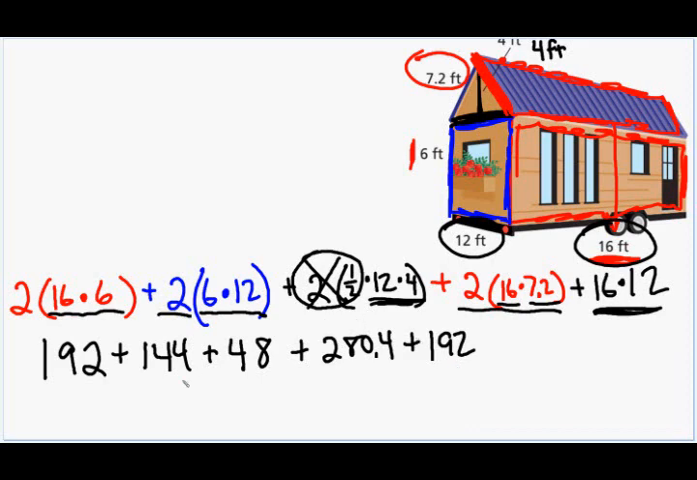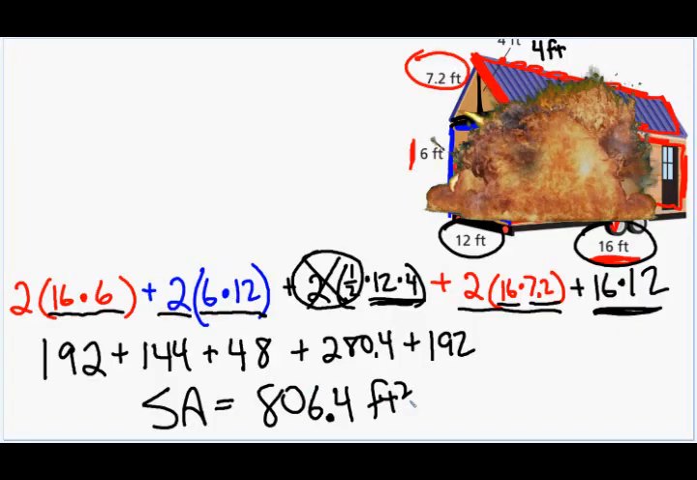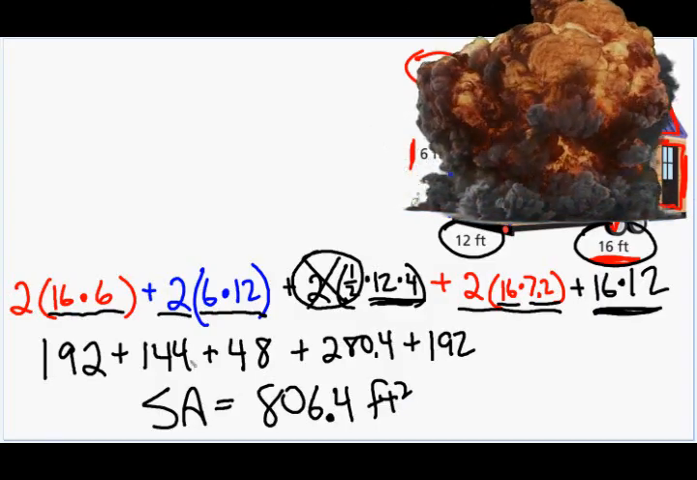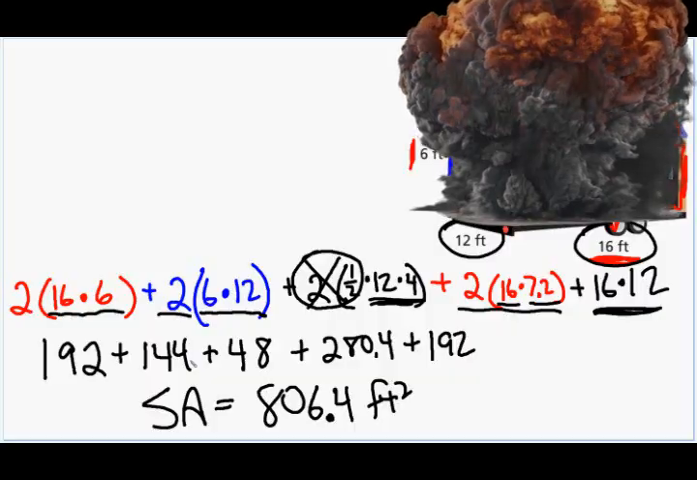And let me just check my work here on my paper. Got that, that. Yep, and if we add those all up, the surface area of our tiny home there is about 806.4 feet squared. All right, not too bad. A lot in there, a lot of little work to get the final answer, but it all worked out nice.